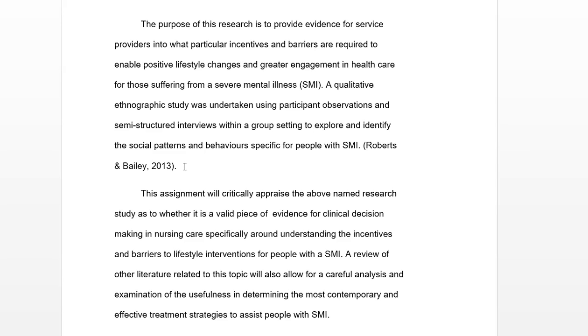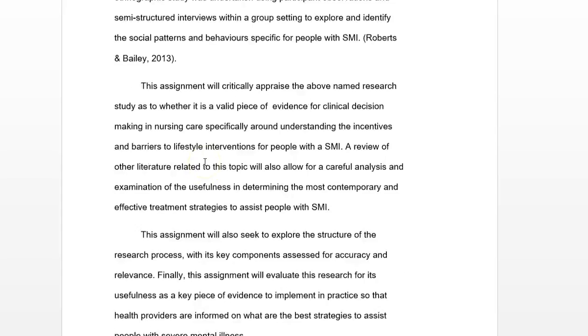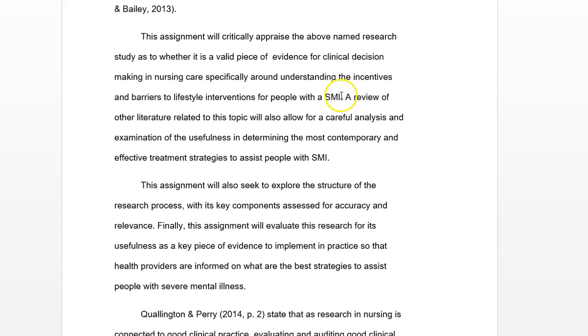So effectively, you're going to be critiquing a research article on whatever it is, and you just have an opening sentence about the content. You don't need a lot about the content. You then need to tell us how you're going to proceed with that. So they've said a review of other literature related to this topic will also allow for careful analysis.